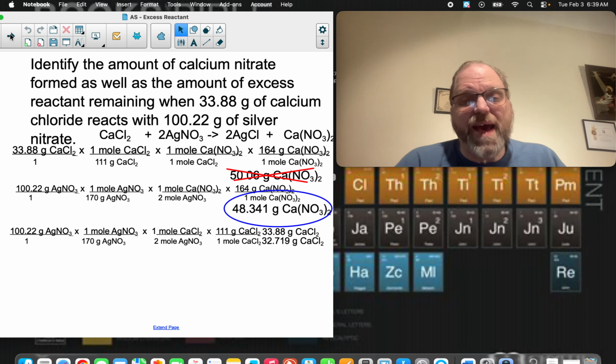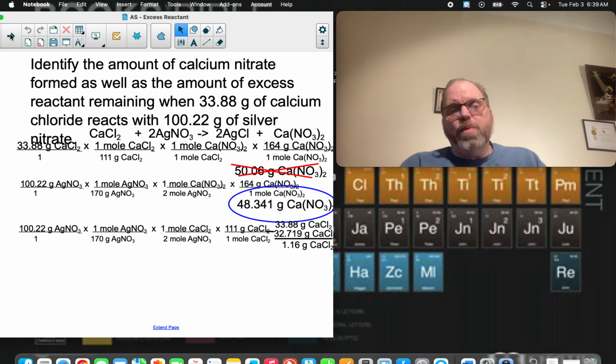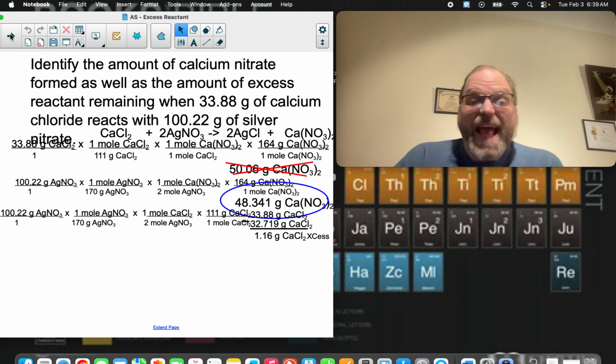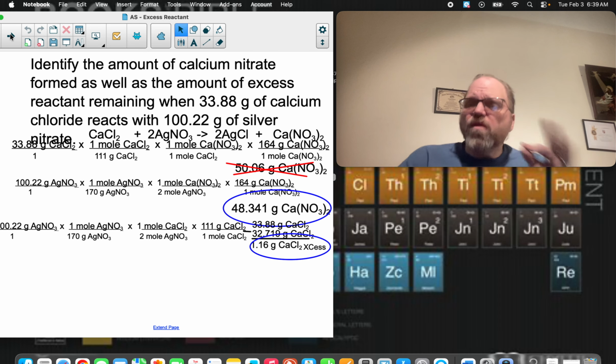When we subtract that, last fill column, we get 1.16 grams of calcium chloride, and we're going to say that's excess. All right, that's my answer. Hopefully that makes sense.